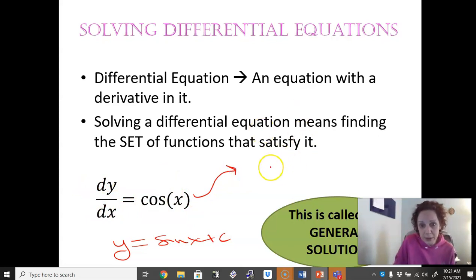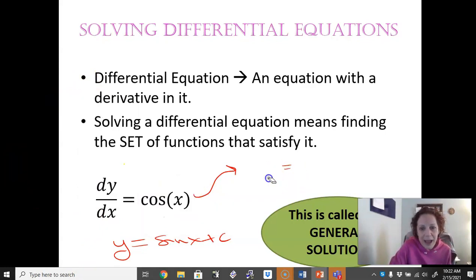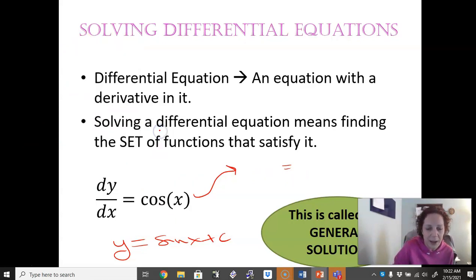So what we do here is we take that dx that's under the dy, we treat dy dx not like one quantity that stands for slope, but rather as a quotient or a ratio of two quantities, right? So I'm going to treat dy and dx as two separate quantities. I'm going to leave the dy over here, tiny change in y, and then on the other side, cosine x, I'm going to multiply the dx over.